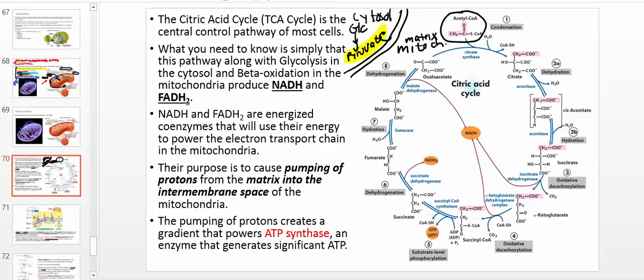it's going to be essentially transported into the mitochondria, and pyruvate's going to react with an irreversible enzyme, you don't need to know this, called pyruvate dehydrogenase, or PDH. And PDH is going to convert pyruvate into acetyl-CoA.